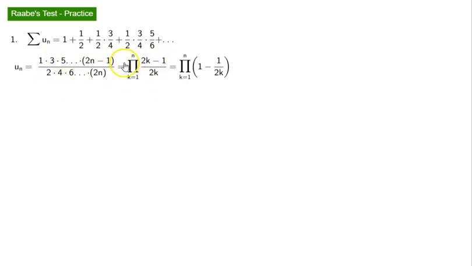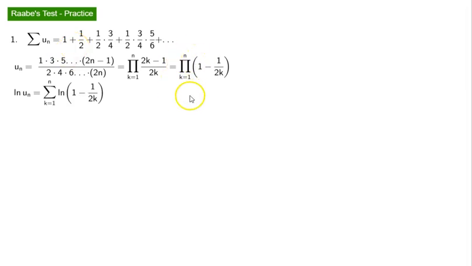Now this can be written in product form. So product as k goes from 1 to n of 2k minus 1 by 2k. And this gets simplified to 1 minus 1 by 2k. So here this is the nth term of this series. When you verify this, you will notice that the first term 1 has been dropped from the series. And we can do that as we have seen before, that the initial finite terms can be dropped.